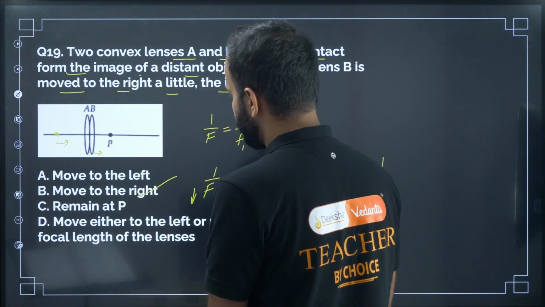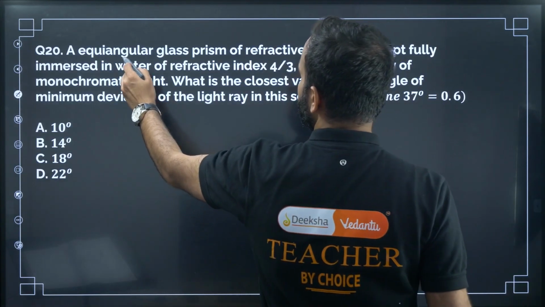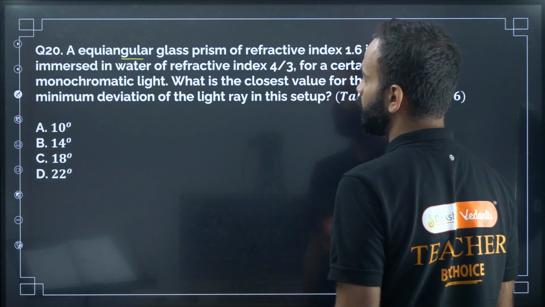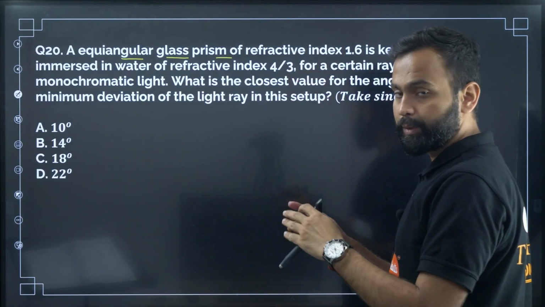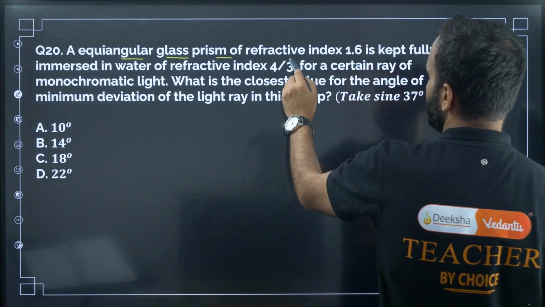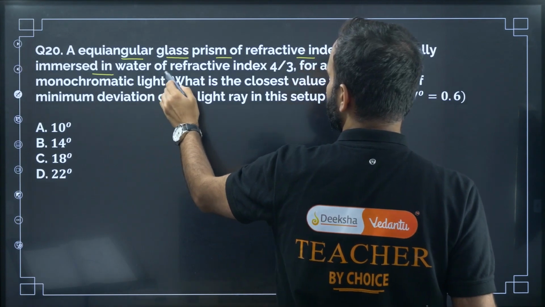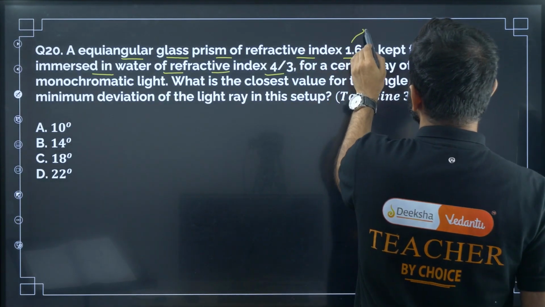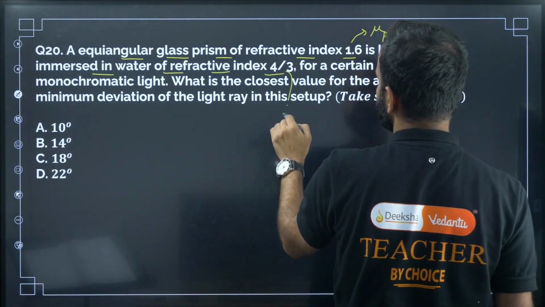Yeah. So next question, question number 20. An equiangular glass prism. Equiangular glass prism means equilateral triangle, 60 degree, 60 degree, 60 degree, of refractive index 1.6, is kept fully immersed in water of refractive index 4/3. Okay, refractive index of the prism is 1.6 and refractive index of the water is 4/3.